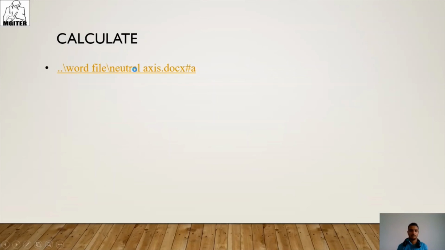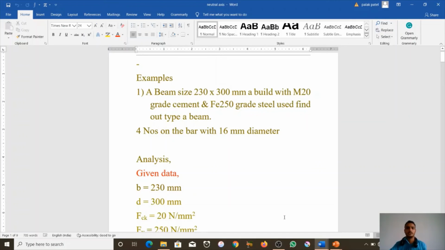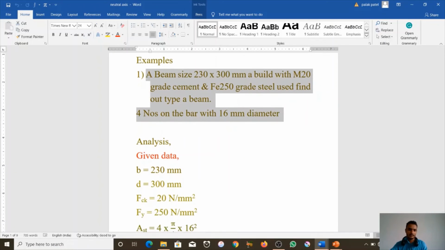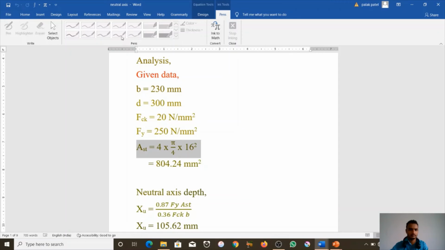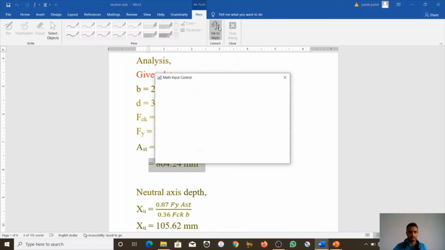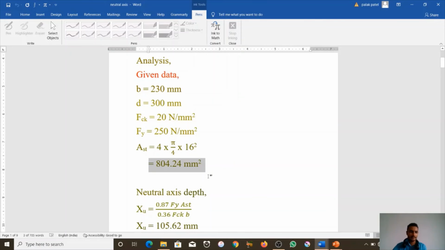Okay. We are going to jump on the Word file. Look at here. Same example here. We write down the given data. First of all, we have to find the Ast, area of steel. Area of steel, you can see here. For 60 mm diameter, 4 into pi by 4 into 60 whole square. So you can see here the value is 804.24 mm square.